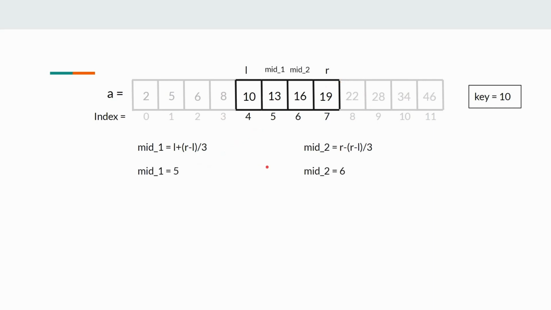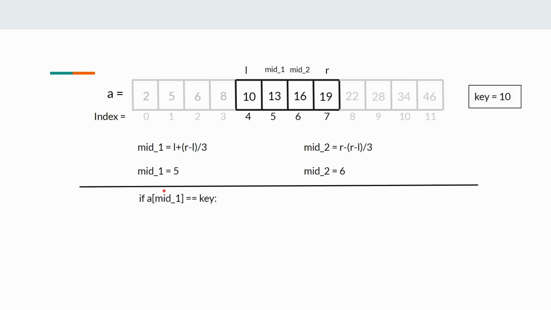So now taking our L as 4 and R as 7, we will find our mid 1 and mid 2. This is the value. You can do the calculation yourself. Now what you're gonna do is the same. We're gonna check if array mid 1 equals the key. It is 13. It's not equal to the key. Then we will check if array mid 2 equals the key, which is not. It is 16 and the key is 10.